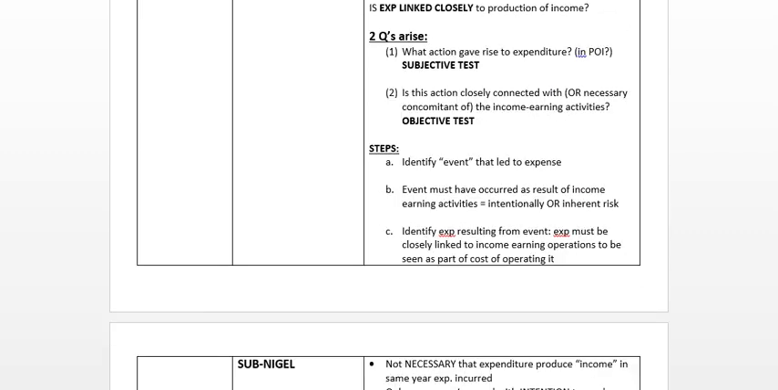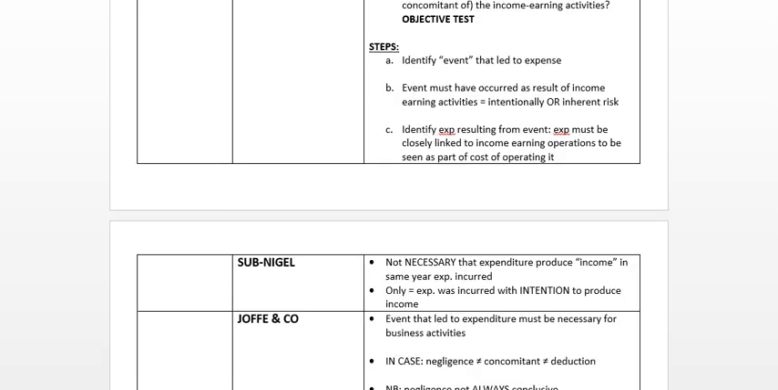The steps to determine whether this is in the production of income: firstly, identify the event that led to this expense. Secondly, the event must have occurred as a result of income earning activities, so intentionally or through inherent risk, and identify the expenditure resulting from the event. Expenditure must be closely linked to income earning operations to be seen as part of the cost of operating it.